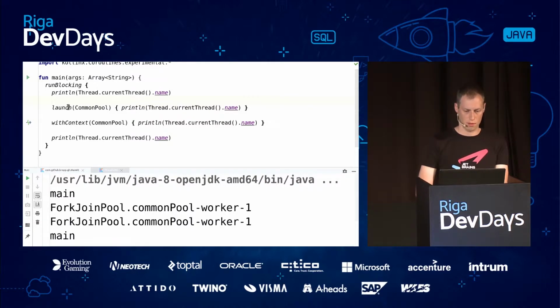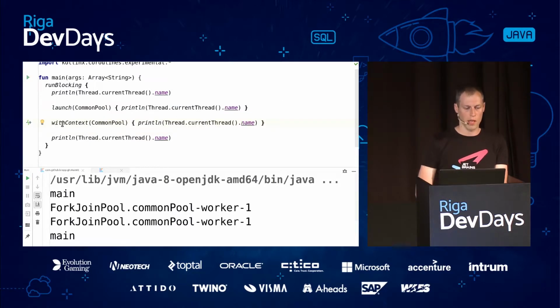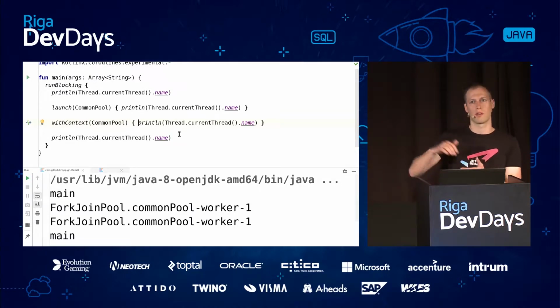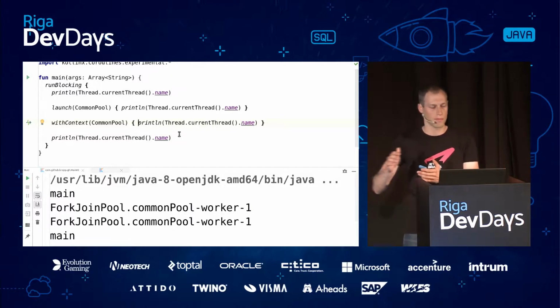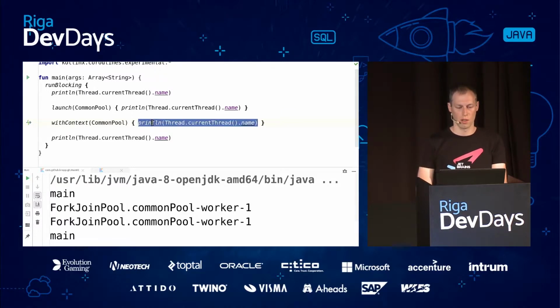The interesting part is here in the middle. We use launch on common pool and with context function on common pool. The difference between them is that launch launches another coroutine, and with context uses the same coroutine but with a different context. So we started it on a main thread, but then this block was executed on a fork join pool, common pool.